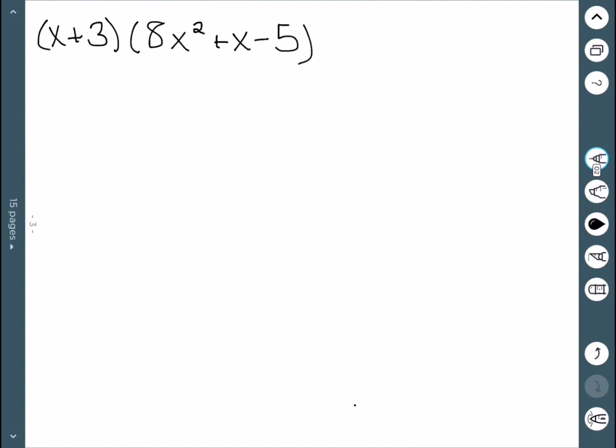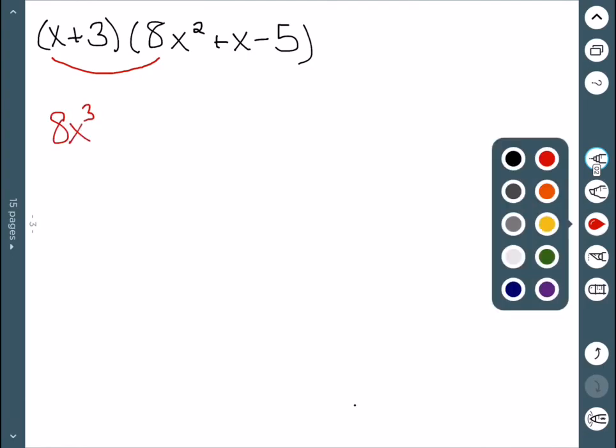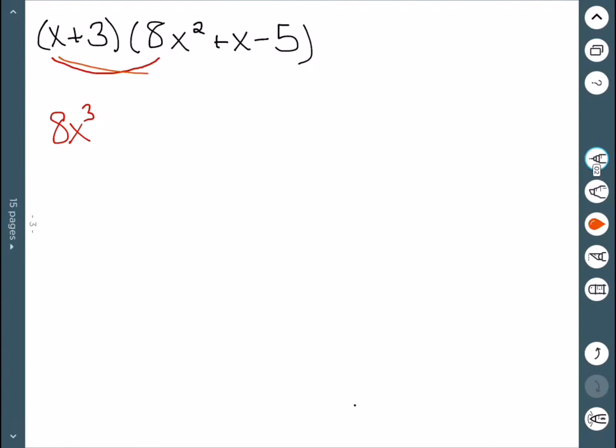We'll now look at multiplying. So when we multiply, the idea is we need to multiply everything in the first parentheses times everything in the second. So we start with x times 8x squared, which would be 8x cubed. Next, we would have x times x, which is x squared. We then have x times negative 5, which is negative 5x. So now we've multiplied everything in the second parentheses by the first term in the first parentheses.